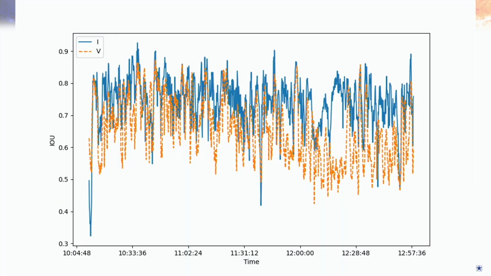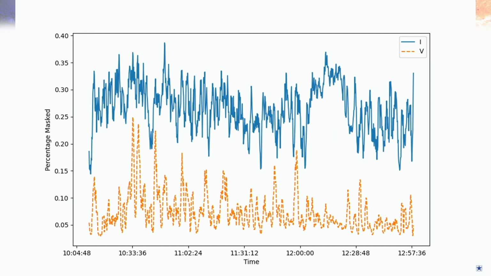This is just a plot of the IOU across that movie, so we see that it works quite well across the movie. Here's where the type 2 comes in, and you can see the results are not as good, which again is probably indicative of the fact that we don't have a lot of type 2s to train on in the first place. This is a percentage of how much is masked.